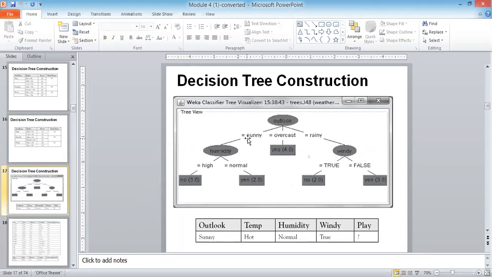Outlook equal to sunny, and humidity is high, then you cannot play. Outlook is sunny, even if humidity is normal, yes, you can play. 2 out of 0 chances are there. 4 out of 0. These are the things.